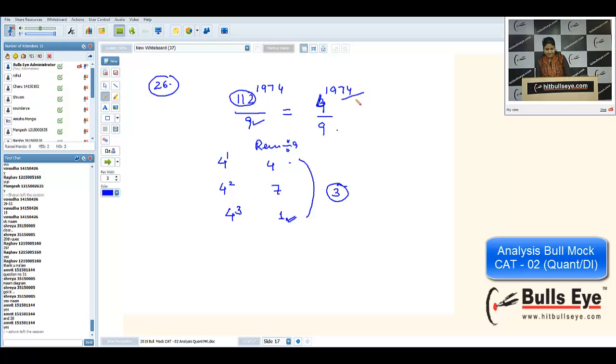Now we'll divide this power by 3. If we divide this by 3, it will be exactly divisible by 3. If this is exactly divisible by 3, what will be the remainder in this case? It will be 1 always. That's why the remainder in this case is 1. But we need 7. We'll check for every option. We'll get the remainder then. Is it okay, Amrit?